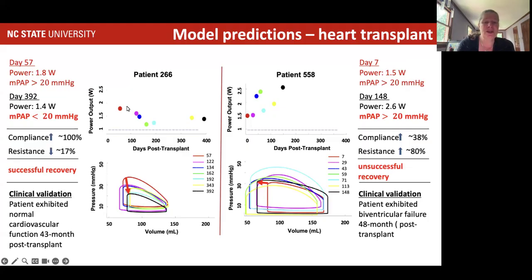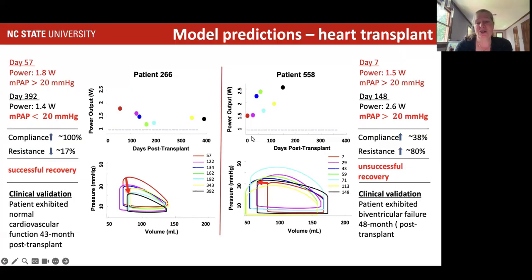And then we noticed that when we are going after treatment for this guy, we see that this PV loop decreases in time. And so we start out with a stroke work that is very high, and then we end up with a stroke work that's close to 1, or power that's close to 1. We started out with a very high mean pulmonary arterial pressure. We ended up with one in the normal range. And we went back and looked at the recovery from this patient, and our model predicted this guy will have successful recovery. And in fact, this guy did have successful recovery.